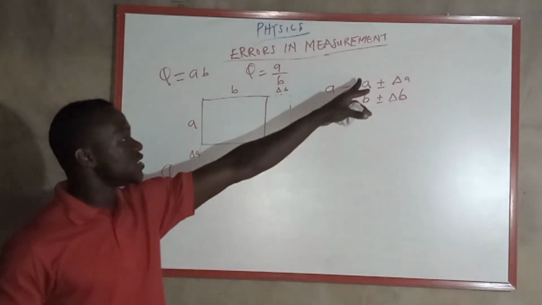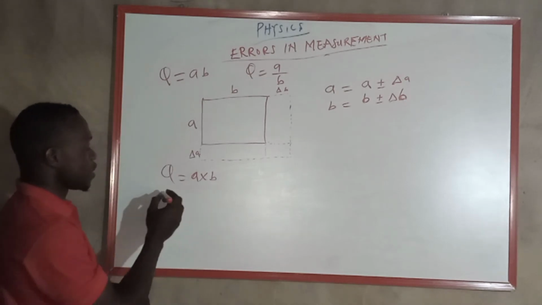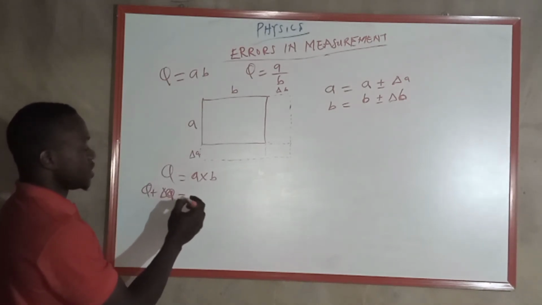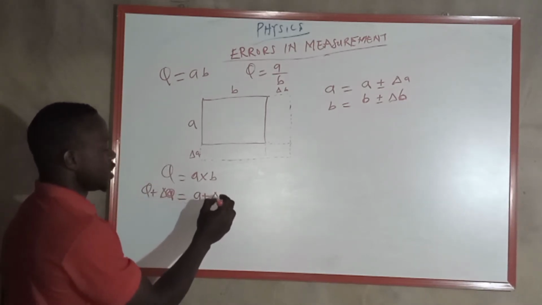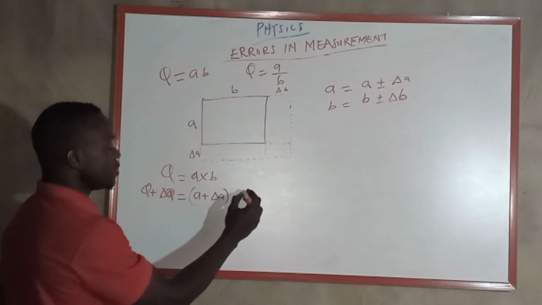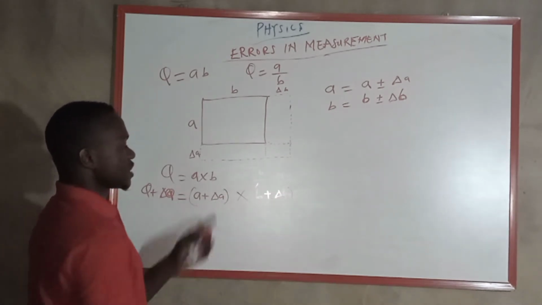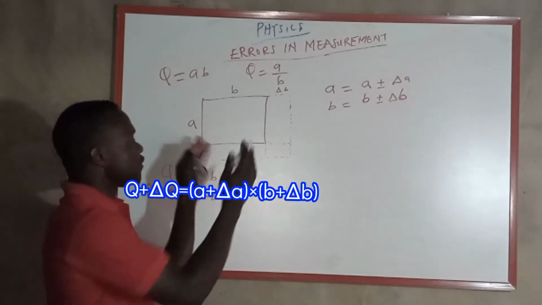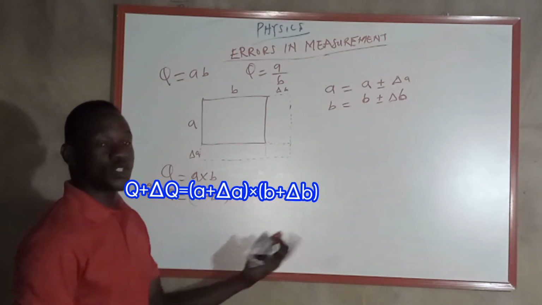So if we are to put these into this area here, we have that Q plus change in Q is equal to A plus change in A times B plus change in B. Since we are expanding this particular figure, we use the addition. If, for instance, we are contracting, then we would use the subtraction. But since we are expanding, we want to use the addition.